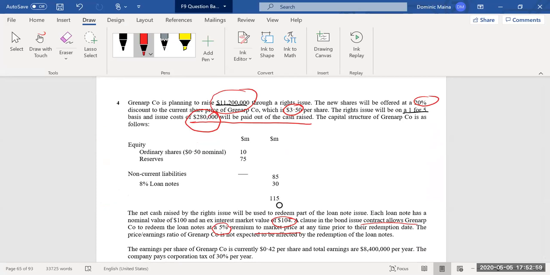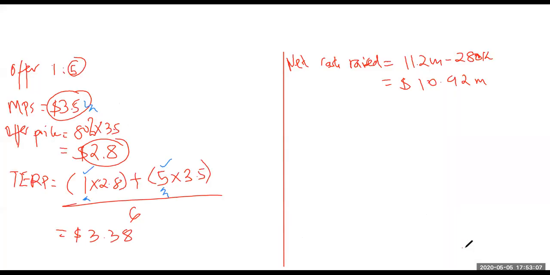Fair enough. From there, we can now estimate the payment per bond. It's called the redemption value per bond. This is going to be a 5% premium to the current market value of 104, to give us a redemption value of how much per bond?